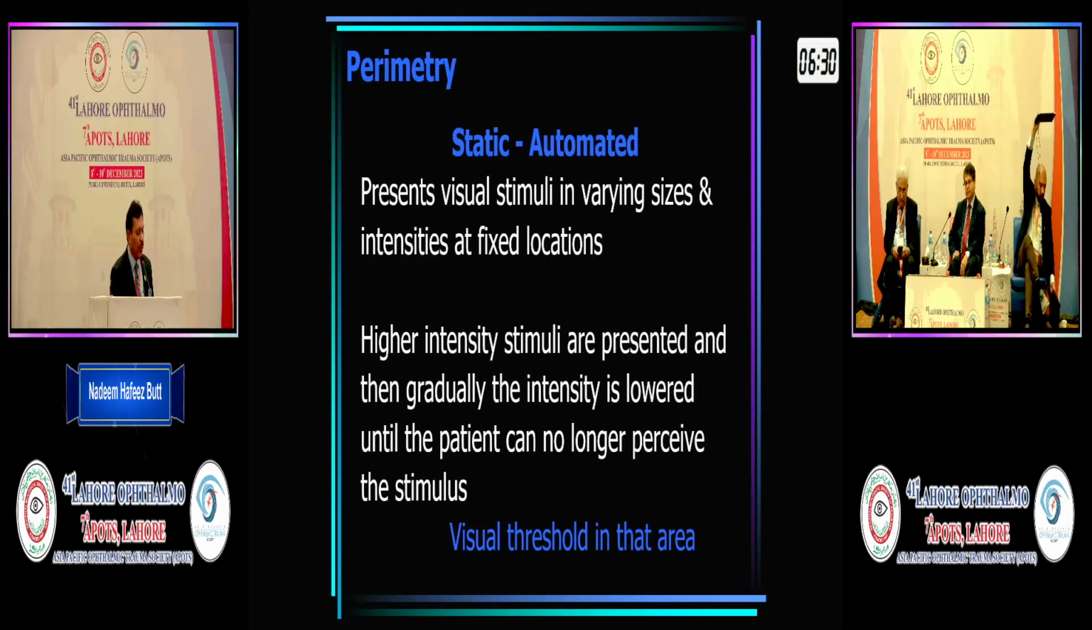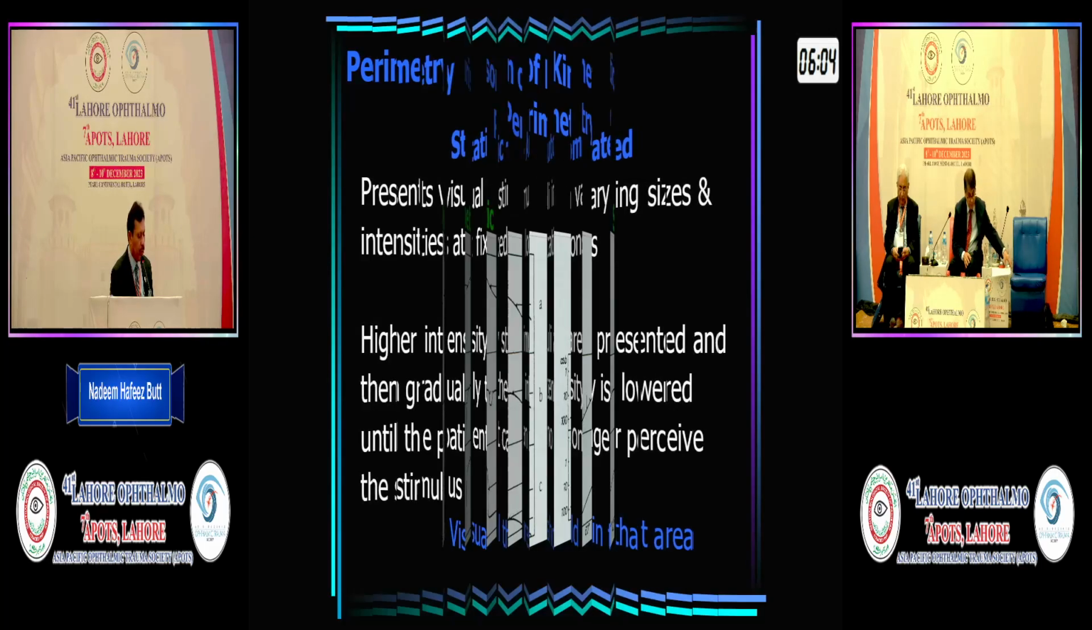Whereas the static automated perimetry presents visual stimuli in varying intensities at fixed locations. That is why it is called static. In kinetic, since the target moves, it is called kinetic. In static, the target remains at the same place, whereas the intensity is changed. So higher intensity stimuli are presented, and then gradually the intensity is lowered until the patient can no longer perceive the stimulus, and this is called the visual threshold in that area.